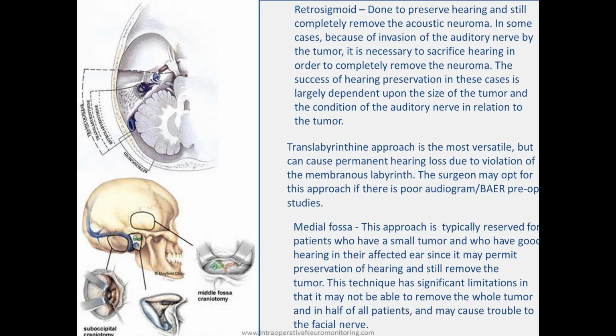Medial fossa approach. This approach is typically reserved for patients who have a small tumor and who have good hearing in the affected ear, since it may permit preservation of hearing and still remove the tumor. This technique has significant limitations, and they may not be able to remove the whole tumor in half of all patients, and it may cause trouble to the facial nerve. This approach I've done, but I really don't see it very often. It's the first 2 that are the 2 that we see.